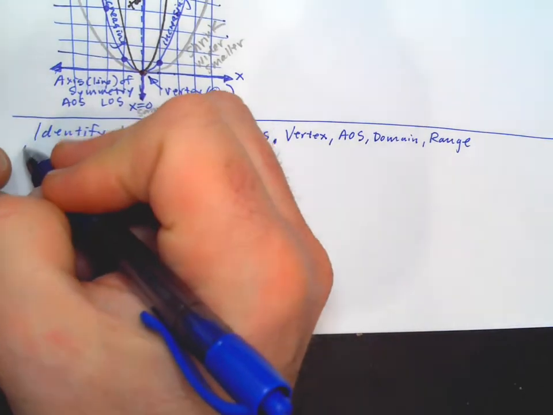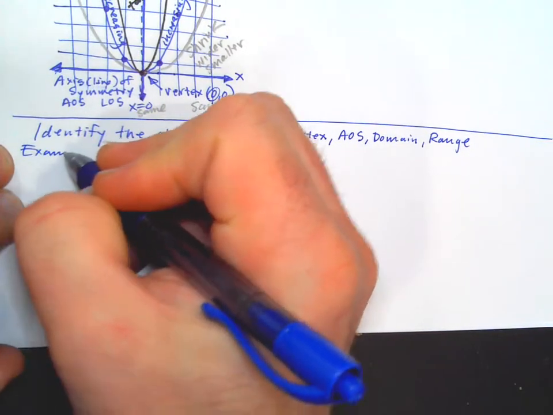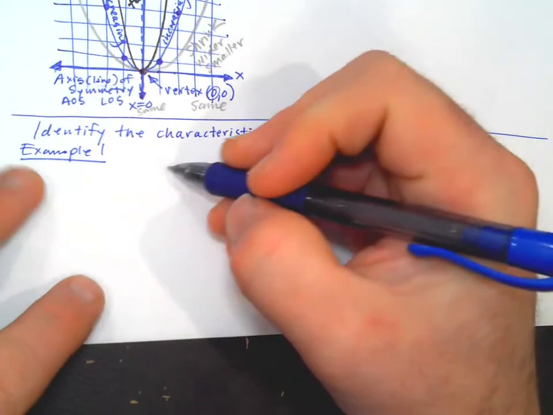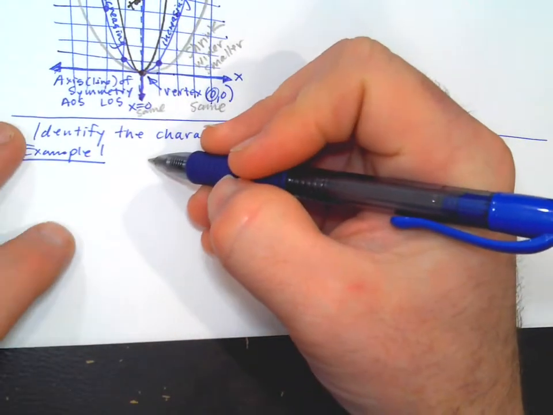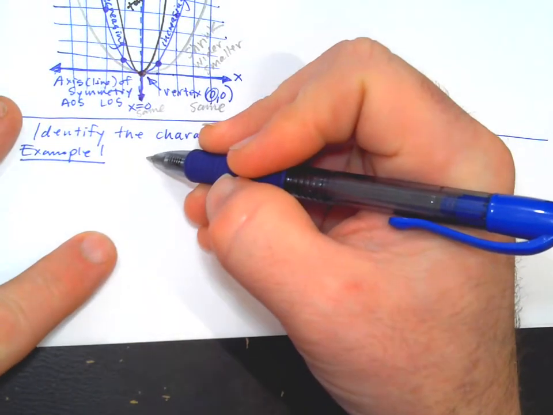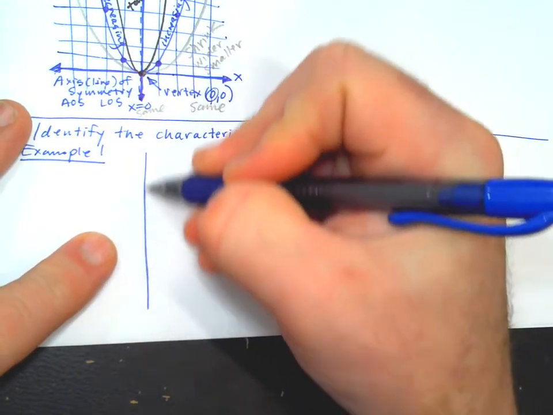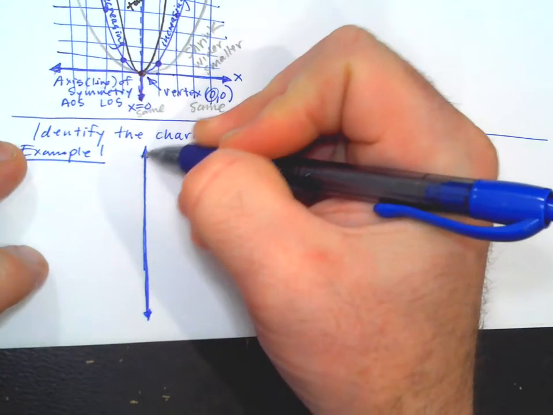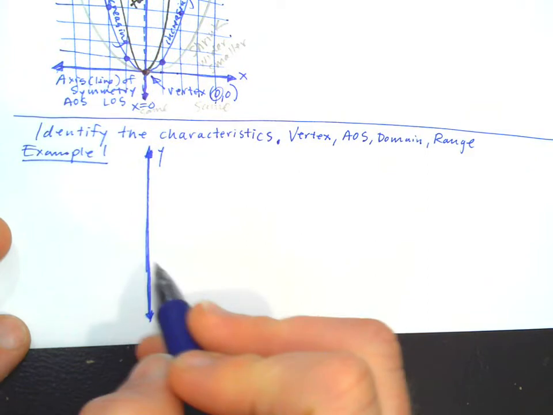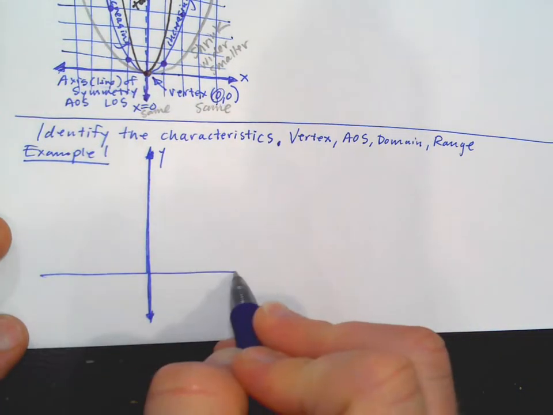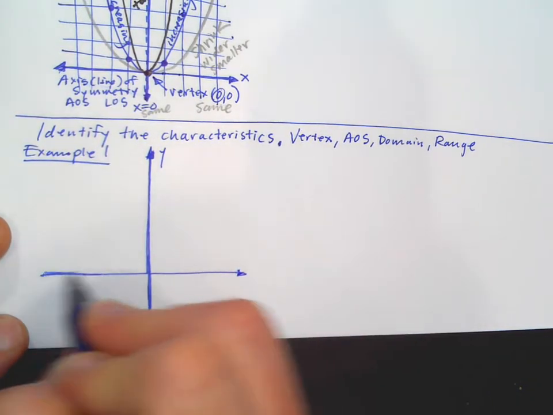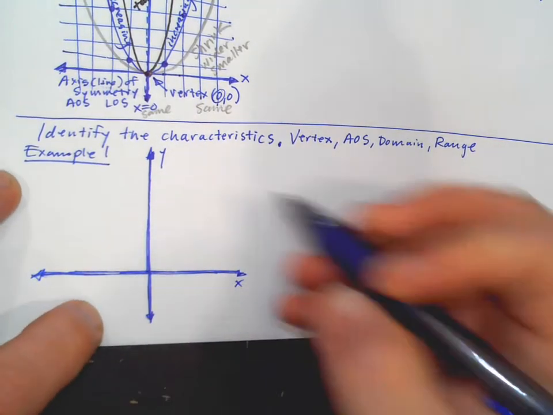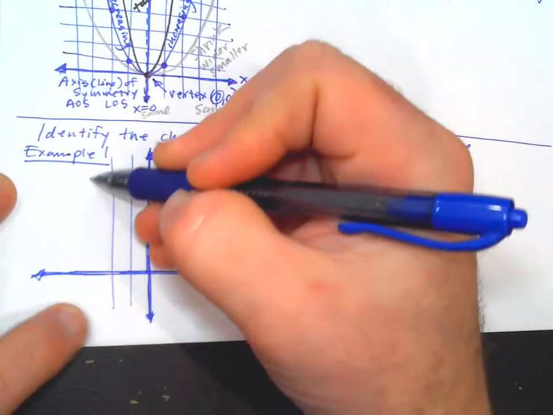So here's example 1. On these ones, you're going to be given a picture that's already drawn. For now, we're going to recreate it. I'm going to try to draw this roughly. I'm going to make the x and y axes stand out, label them, and draw some little grid lines here.